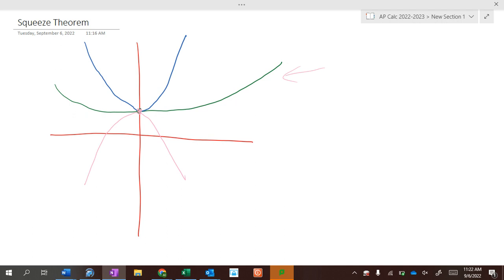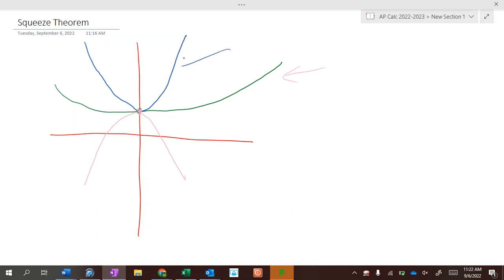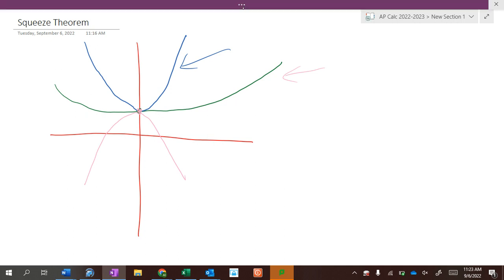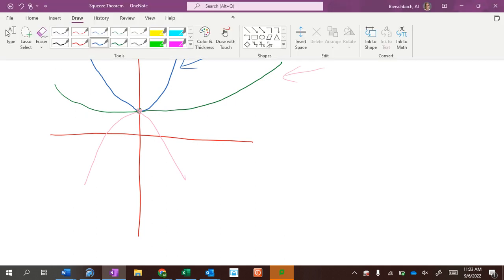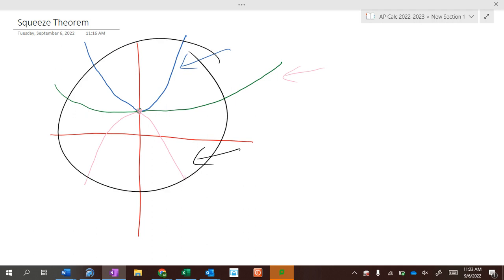Now, the key thing is that this function has to be entirely above it. This function has to be entirely below it. So for the squeeze theorem to work, it has to be in this type of situation.